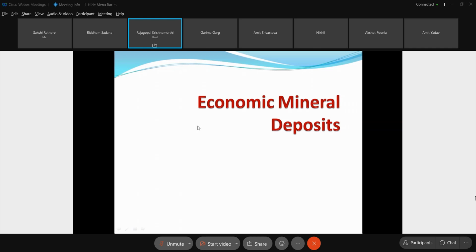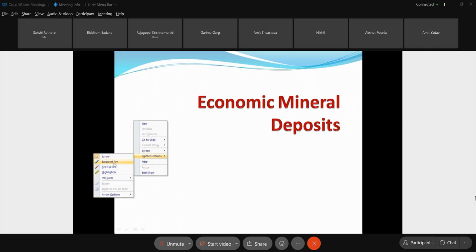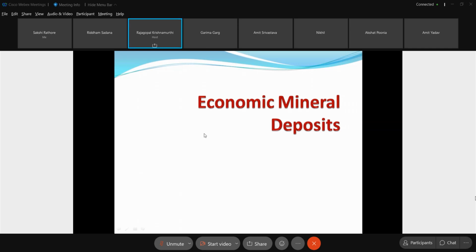So this particular course is economic geology, and let me go for a little bit, because I may like to write something. My pointer is not working. It's very slow. In fact, I have to give my computer for upgradation.